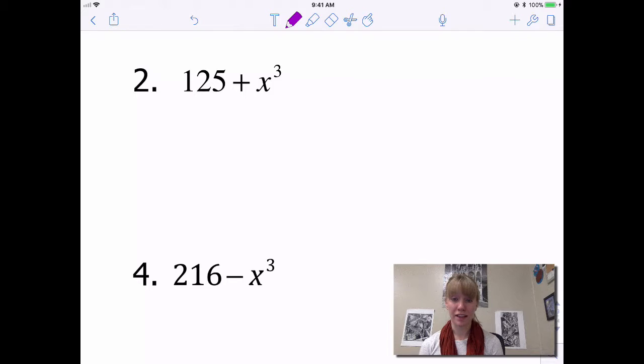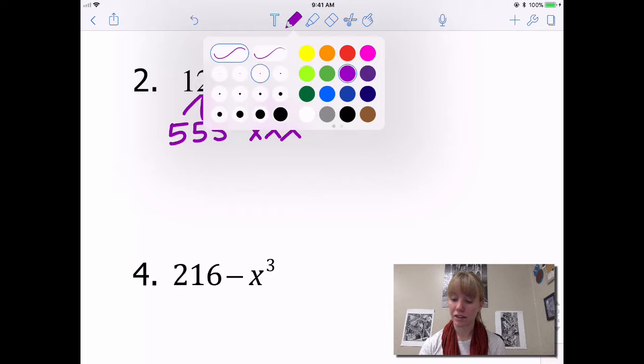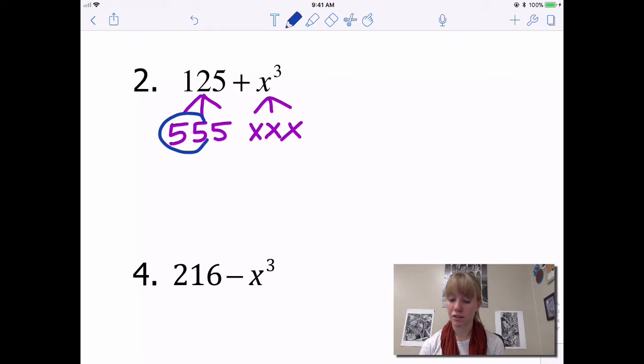I have 125 plus x cubed. If this is a sum or difference of cubes, I will be able to write each of these terms as something times itself 3 times. 125 is 5 times 5 times 5. x cubed is x times x times x. I circle some pairs.